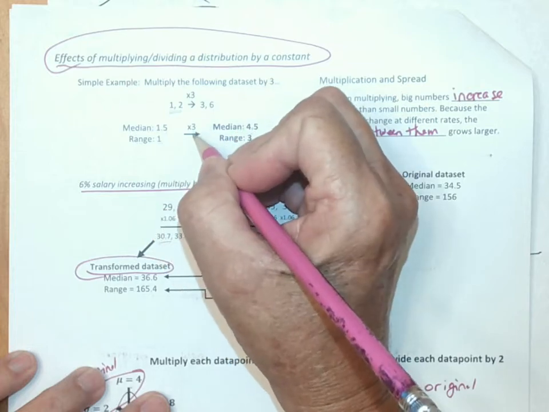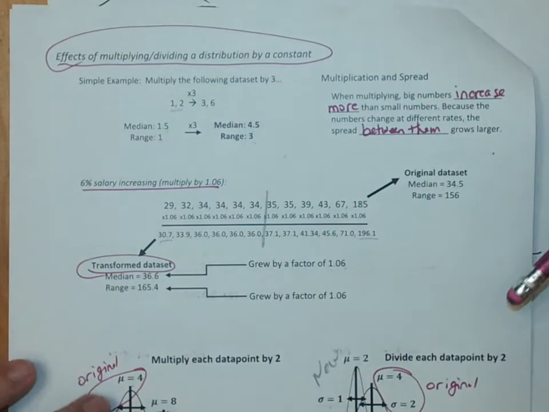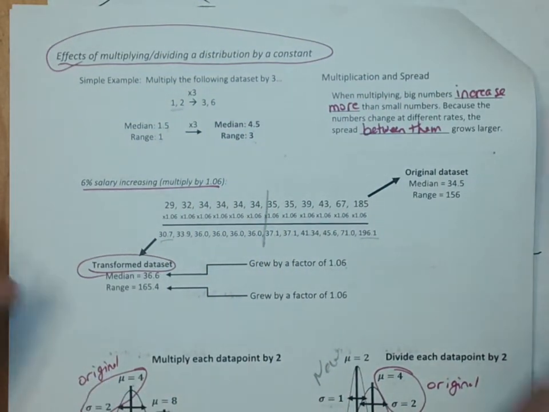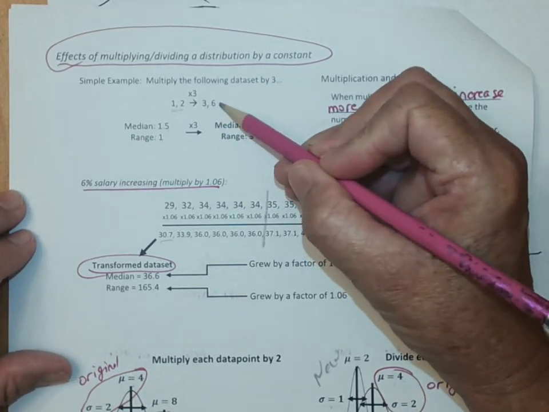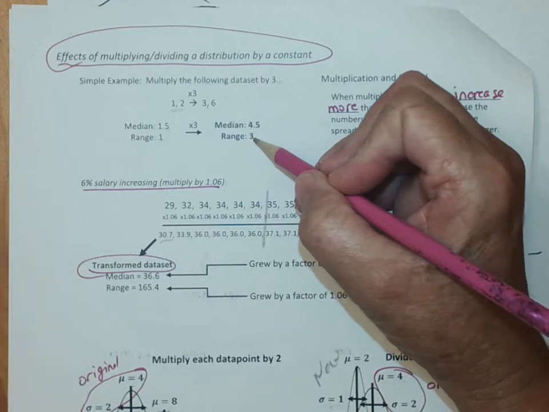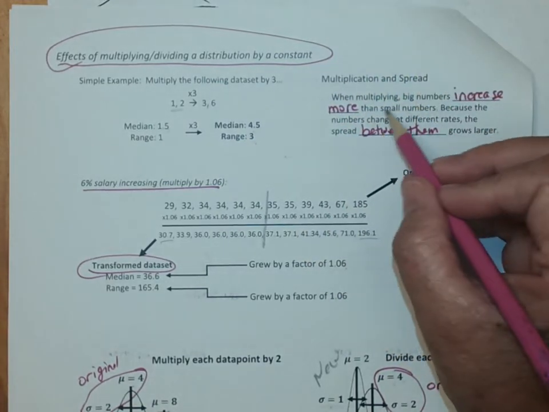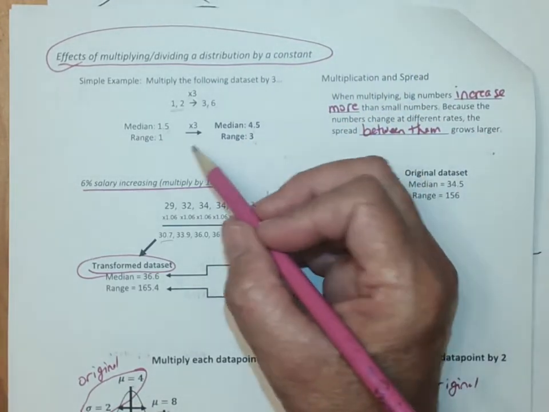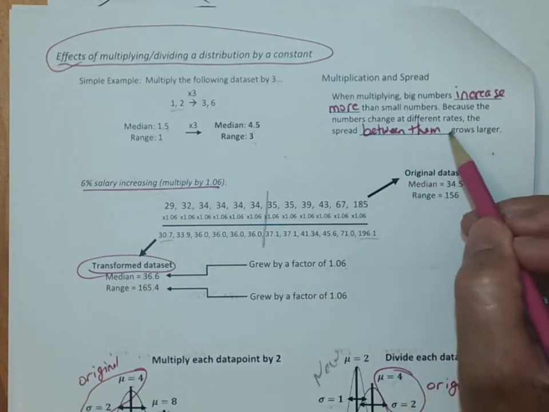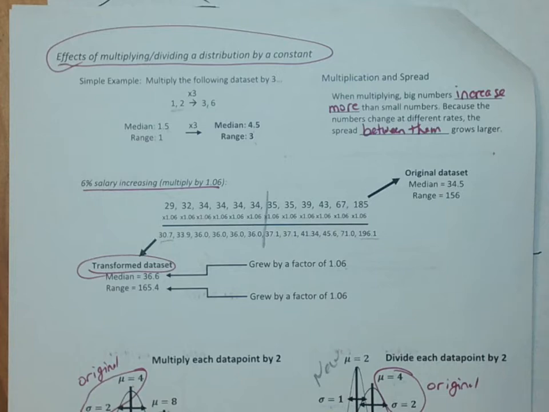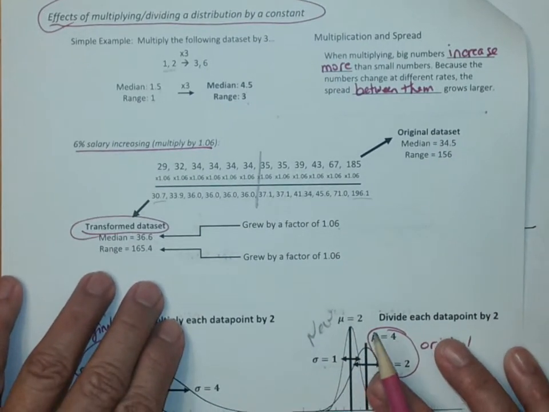But I've multiplied everything by 3 now. And when we've multiplied everything by 3, the new median now is 4.5. It's halfway between 3 and 6, and our range is 3. So when we multiply, our big numbers are increasing more than the small numbers. Because the numbers are changing at different rates, the spread between them is growing larger. So let's come back to our salaries.